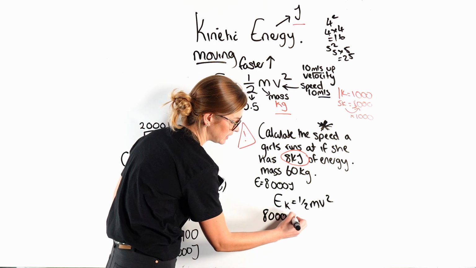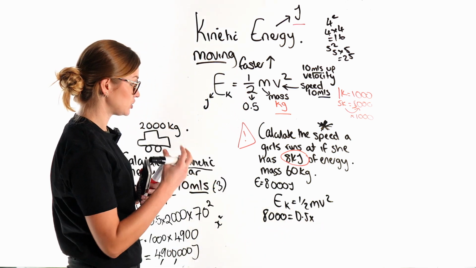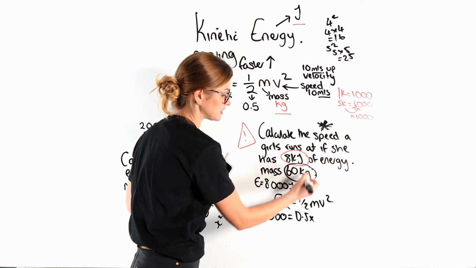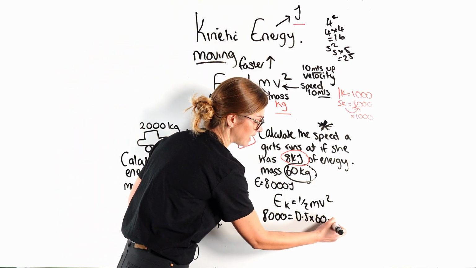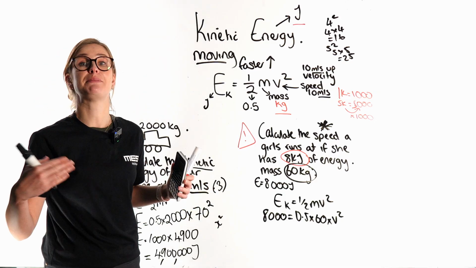8,000 equals a half, which is 0.5, times the mass. I'm looking for a mass, which is in kilograms. That's my 60, times some speed squared. I don't know the speed. Okay, that looks like a lot, so let's just simplify it.